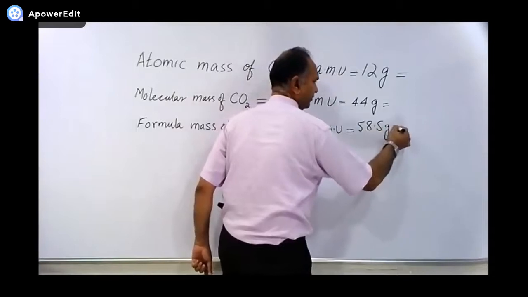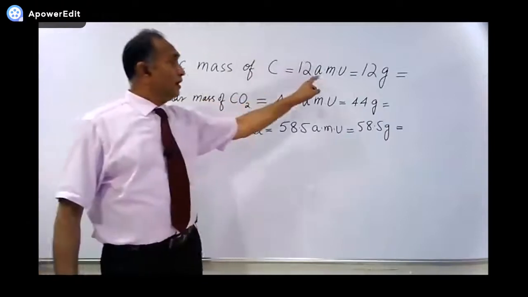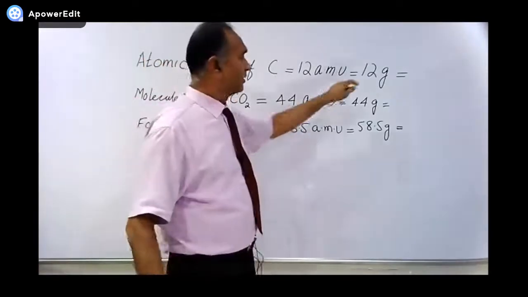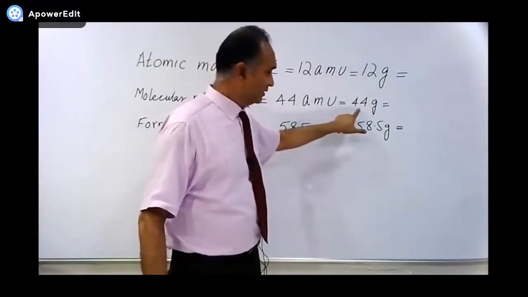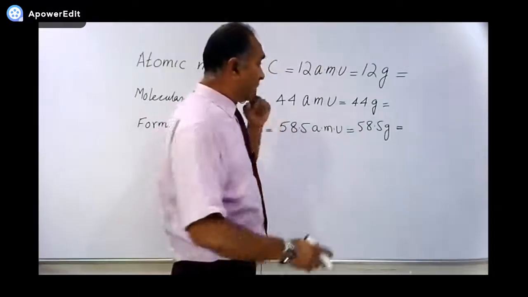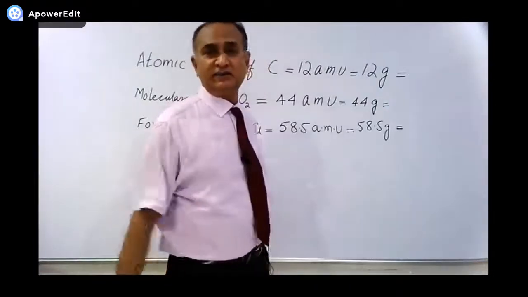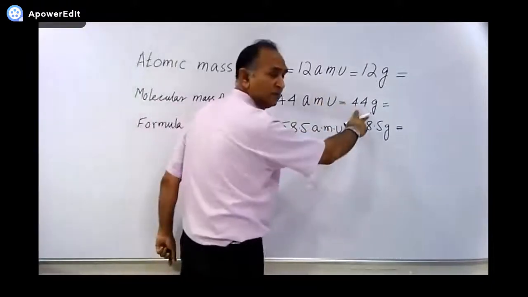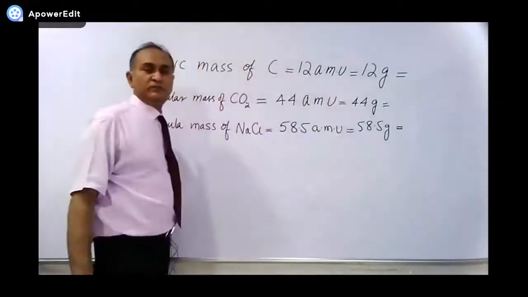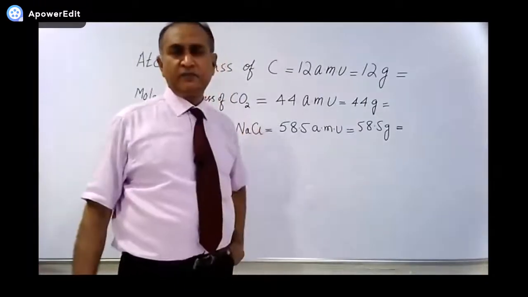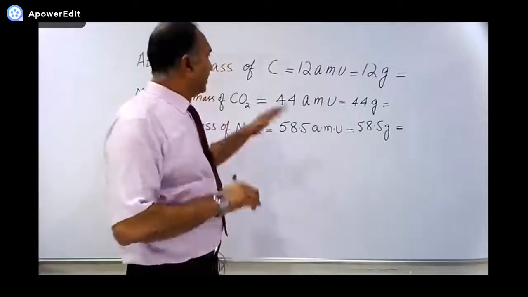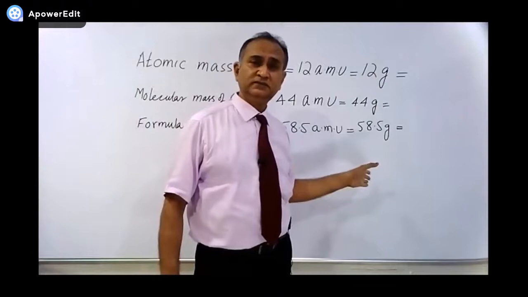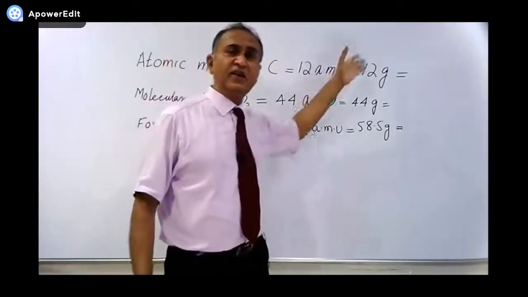58.5 gram. Atomic mass, molecular mass, formula mass, showing them in grams: gram atomic mass, gram molecular mass, gram formula mass. Instead of saying so many masses, simply call it molar mass. So you can say molar mass of carbon is 12 gram, molar mass of carbon dioxide is 44 gram, molar mass of NaCl is 58.5 gram. So what we did here, we represented the atomic mass, the molecular mass, the formula mass in grams.